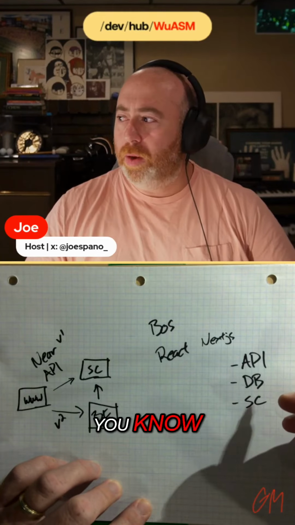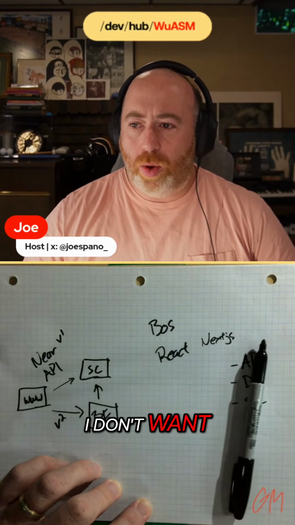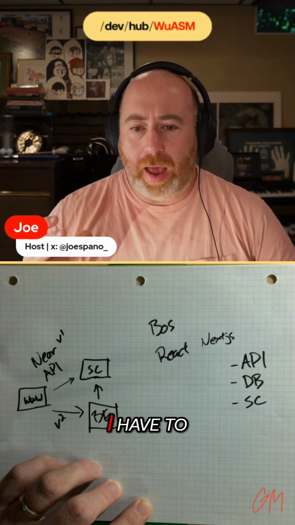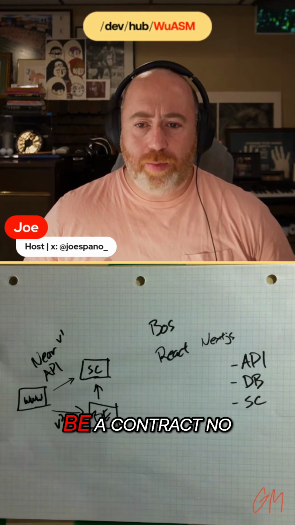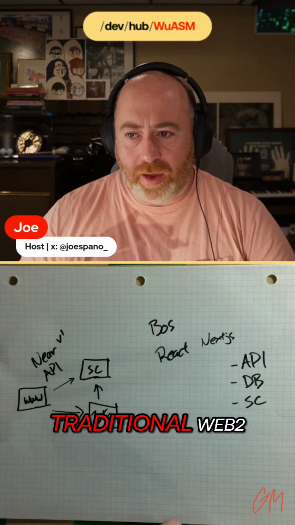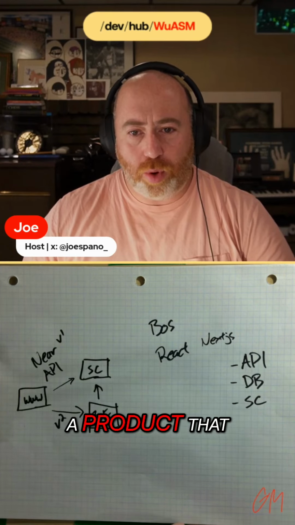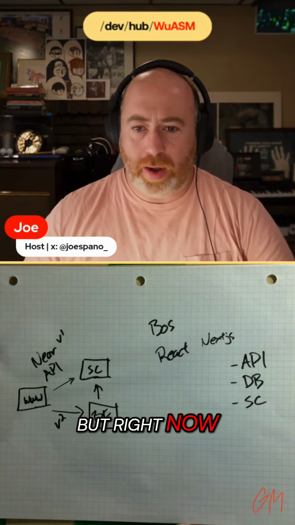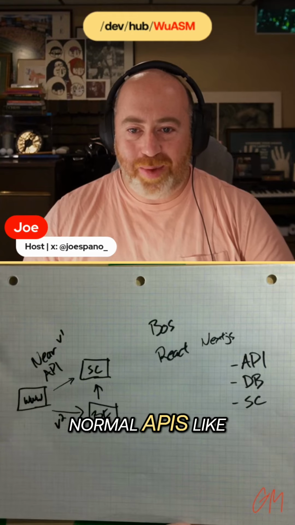And again, I'm going to keep harping on this a little bit: I don't want people to get caught up feeling like they have to do everything in Web3. Everything has to be decentralized. Everything has to be a contract. No, you actually need some traditional Web2 stuff in there to have a product that people can use. Maybe that's going to be better in the future, but right now, realistically, this stuff is okay. Build out the normal APIs like you would.